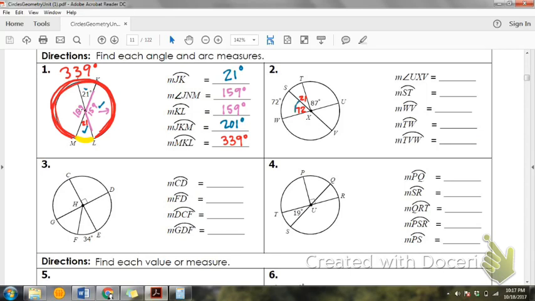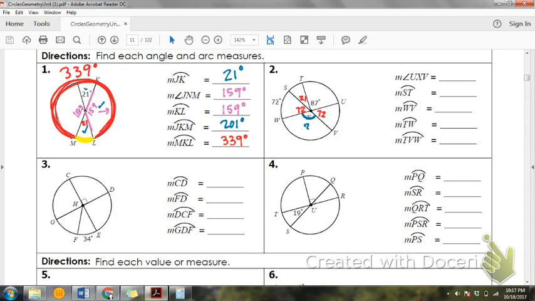Now, what do we notice about this angle and this angle? Yep, they're vertical angles, right? So that means that this angle down here is 72. Now notice we have all the angles except this one right here. And altogether, all these angles have to add up to be 360, right?